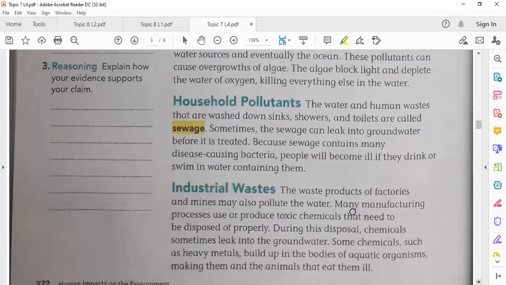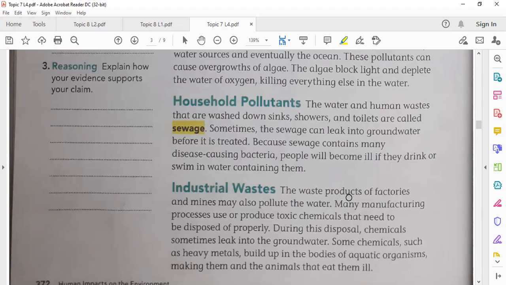Sewage. What is sewage? It is the water and the human wastes that are washed down sinks, showers and toilets. These are also household pollutants. Sewage can pollute the fresh water.